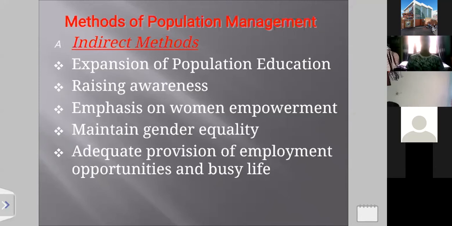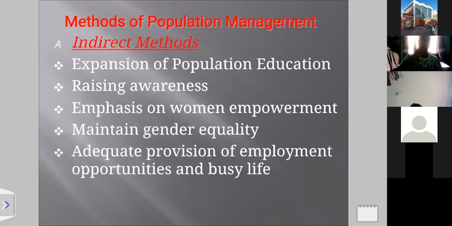Second, raising awareness programs, the second indirect method of population management. The third method is emphasis on women empowerment, a focus on women empowerment. About women empowerment, in class 9 also we had already discussed many times what the meaning of women empowerment is. And if we provide power to the women, what happens?